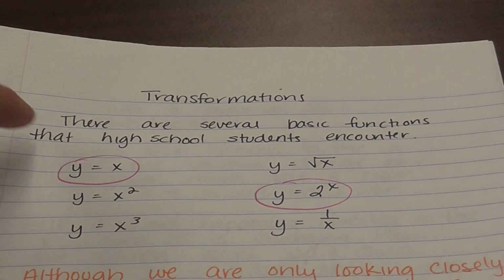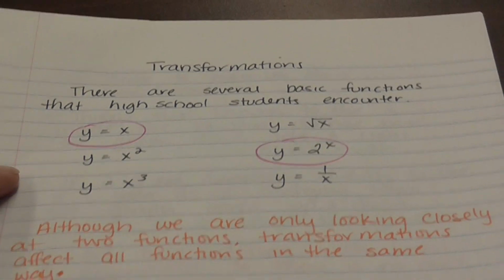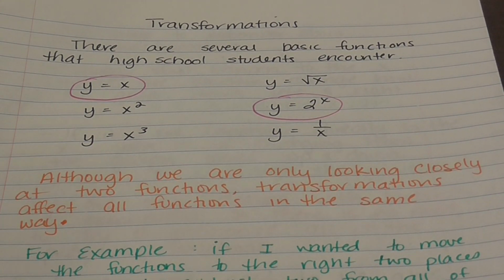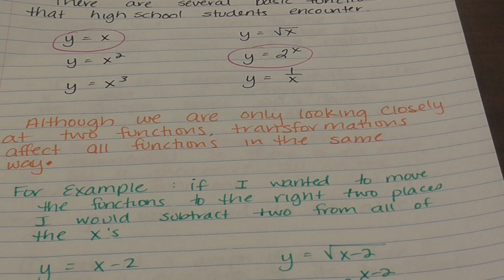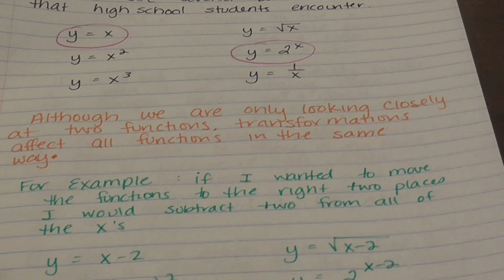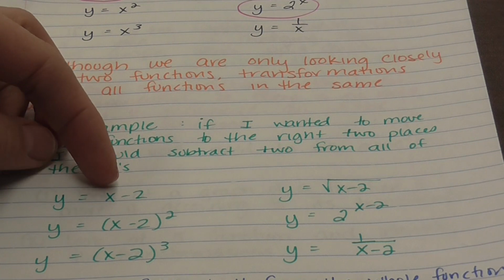The two that are circled are the two that we are going to encounter in coordinate algebra. So although we're looking closely at just the two functions, transformations affect all the functions the exact same way. For example, if I wanted to move the function right 2 places, I'm going to subtract the number 2 from all the x's. So if I said I want to move all the functions right 2 places, I'd subtract 2 from the x in the linear.